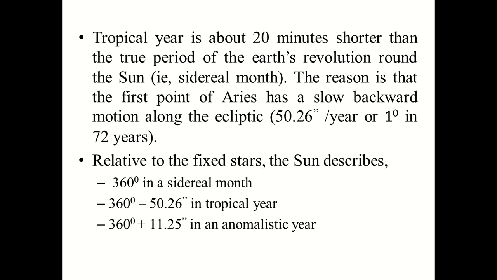Now the tropical year is about 20 minutes shorter than the true period of Earth's revolution around the sun, that is, the sidereal year. The reason is that the first point of Aries has a slow backward motion along the ecliptic, 1 degree in 72 years. It is very small, but a little difference will be there when compared with the true period of revolution of Earth around the sun.